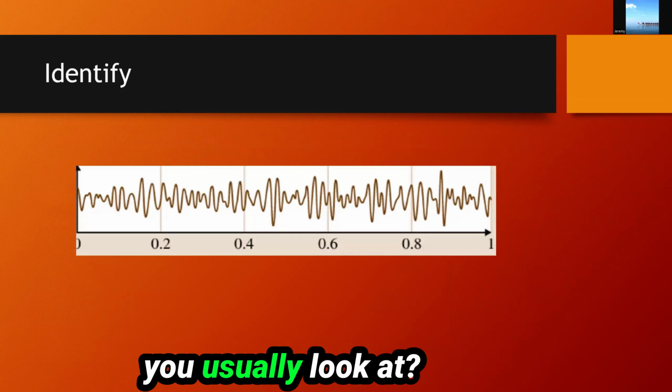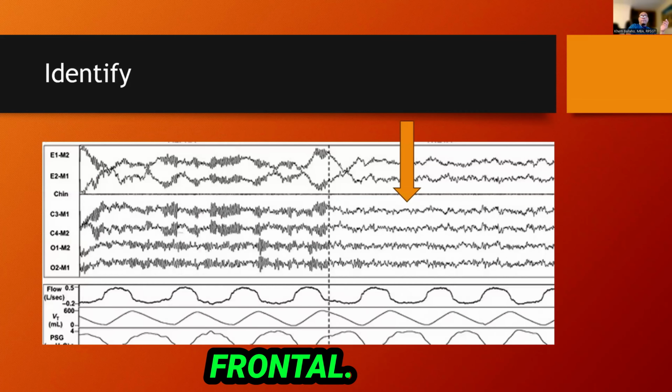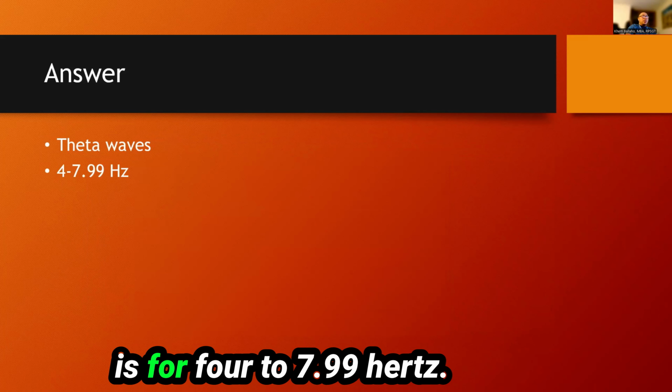They could be spread out. And what channel do you usually look at for delta? Frontal. Yes, going to be on your F3, F4. So theta waves going back is 4 to 7.99 hertz.